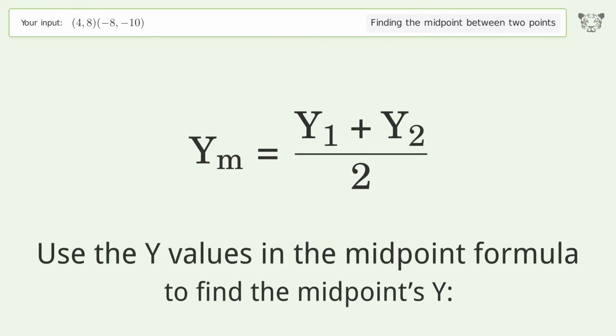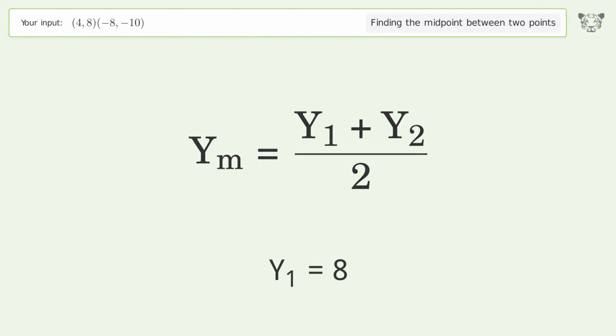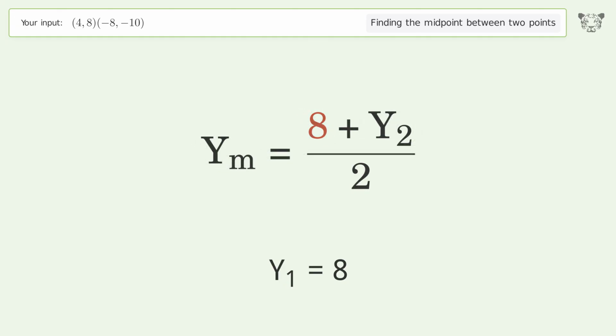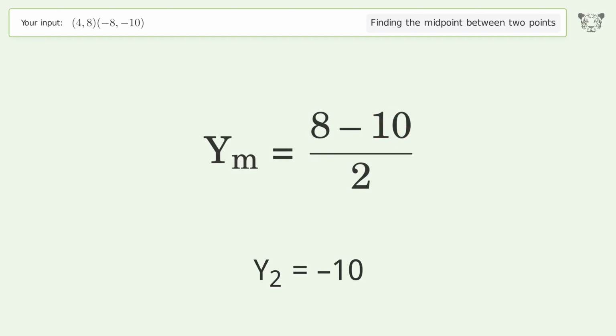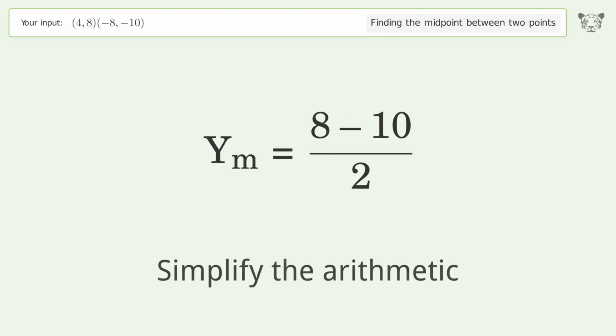Use the y values in the midpoint formula to find the midpoint's y. y1 equals 8. y2 equals -10. Simplify the arithmetic.